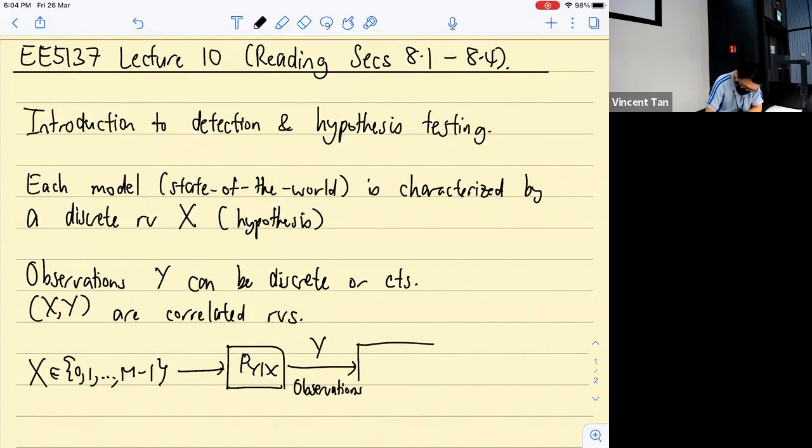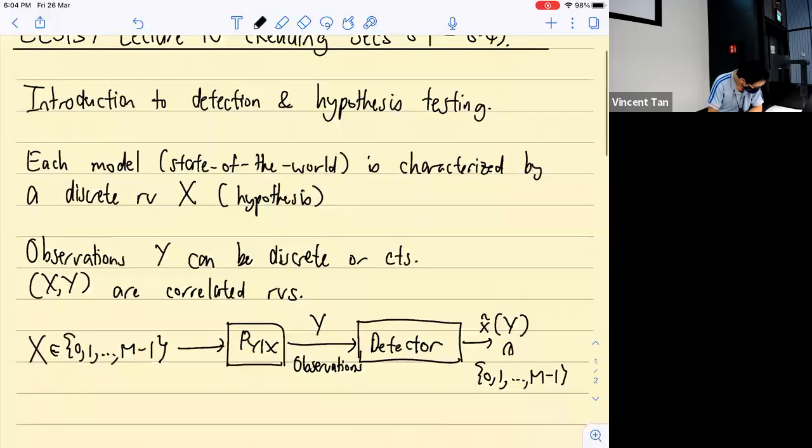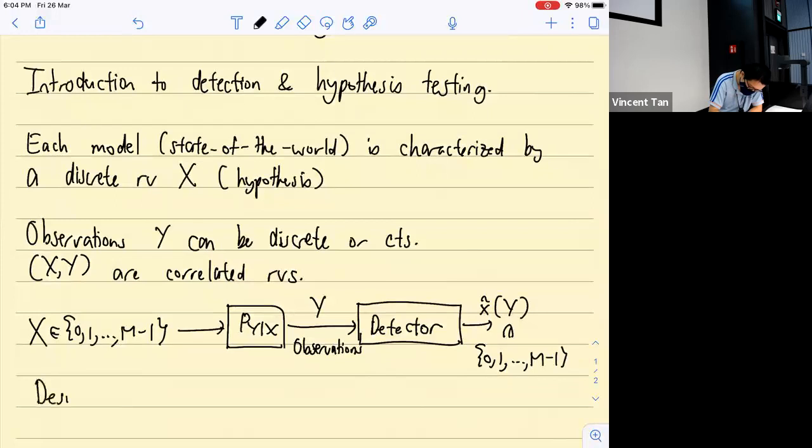Okay, and we want to design this thing here. This is called a detector. That's why this whole topic is called detection. The detector will give us an estimate of X. And this is a number between 1 to M minus 1. Okay, so basically the whole job is to design this particular function X hat that brings us from the domain Y, where Y belongs to script Y, to the hypotheses. We want to design this detector. Sometimes in information theory that I work on, it's called a decoder.